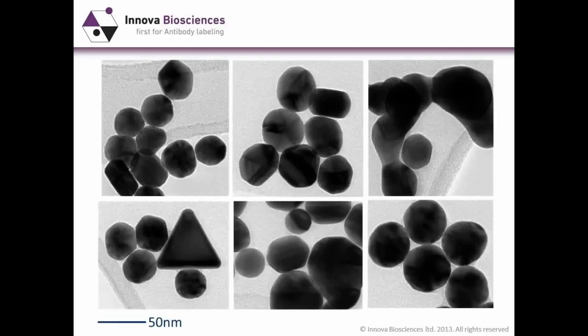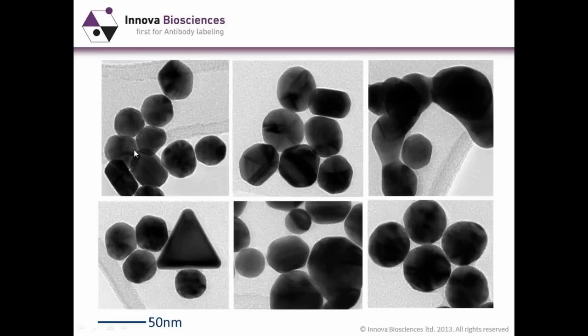So why are there differences? Well, if you go to look at the particles by TEM, transmission electron microscopy, you can see that they really are quite different. So all of these particles are 40 nanometer gold, or described as such. This is the scale at the bottom here, 50 nanometers.